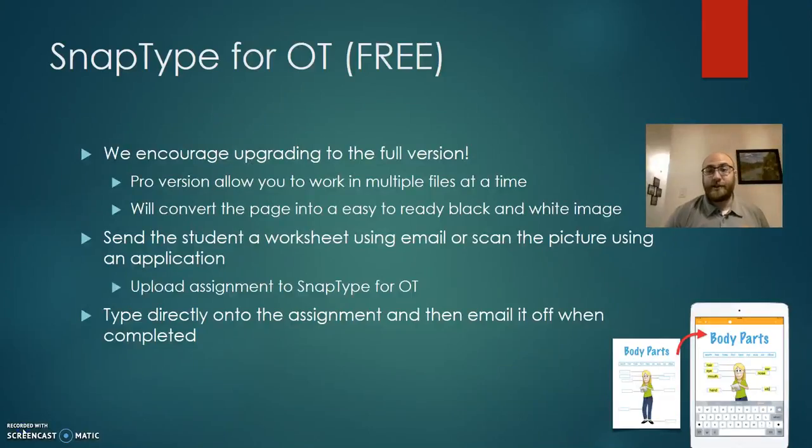Another application you can use is called SnapType. We did a video on this a few weeks back. SnapType allows you to type directly onto a worksheet. There's two versions, the free version, paid version. As I was saying before, whenever you can, I encourage you to always buy the full version. That way it supports the company, things like that. The only difference between the free and the pro version is going to allow you to store multiple files at a time. It also can allow you to see the image as a black and white as opposed to the color image. But again, this application will allow you to type directly onto the worksheet, and once they're done, they can email it to you.